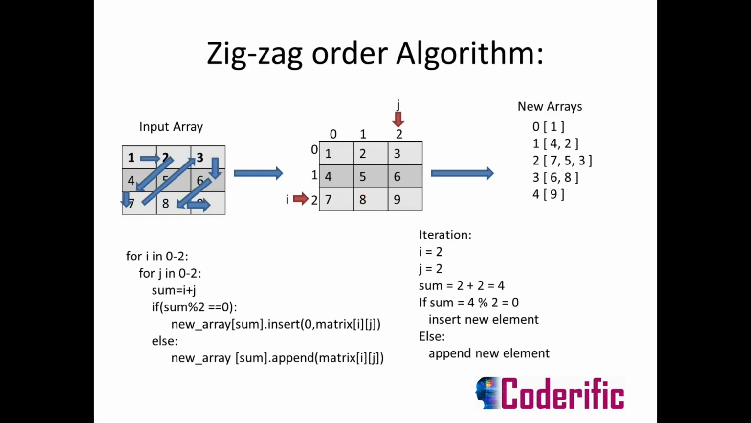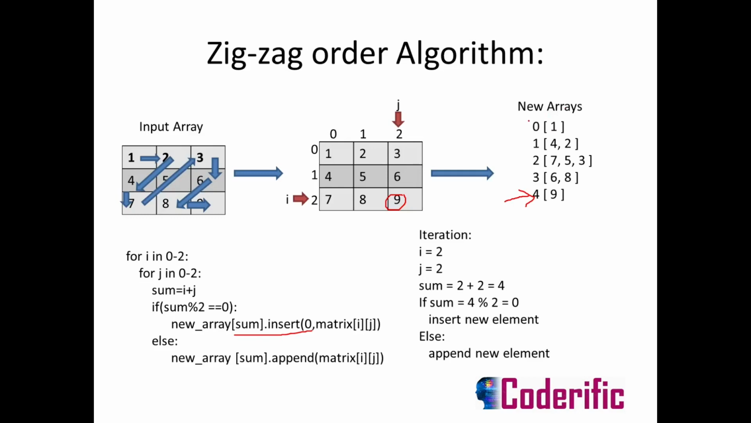So now we have moved to our last value, which is 9 from the input array, and i and j's new values are 2 and 2, and the sum's new value is 4. 4 remainder 2 is equal to 0. Yes, so we are going to insert this 9 value at the beginning of the new array of sum, where the sum's value is 4. So we are pointing here, we have added 9 here.